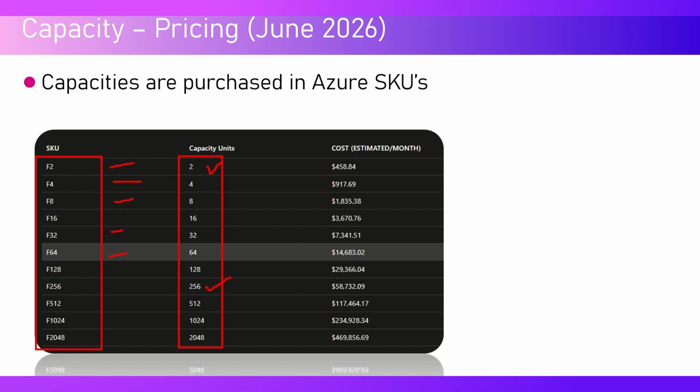And these are the estimated costs. This is the estimated cost for each SKU. F2 currently costs around $458. Similarly, F2048 costs $469,856, and that's per month. The best part with the pay-as-you-go service is that you can turn the usage on and off. If you pause the capacity, you will not be billed. So F2 starts at $458.